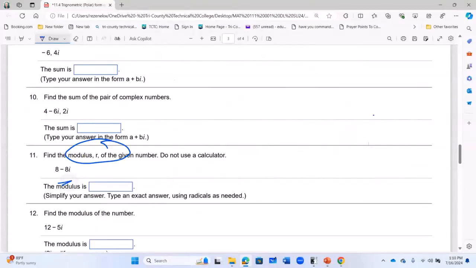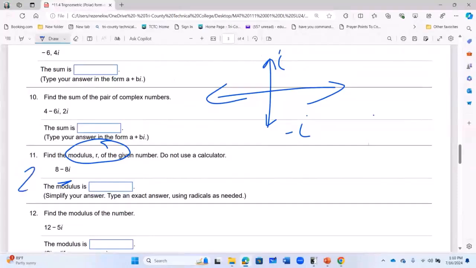I don't have to graph it. Okay, I can. Let me graph it. I draw a complex plane. I hope you know that this is i, and this is negative i. And the complex number Z is equal to 8 minus 8i. So I'm actually graphing a point like this, 8 minus 8. If I graph that point, it should be somewhere here.